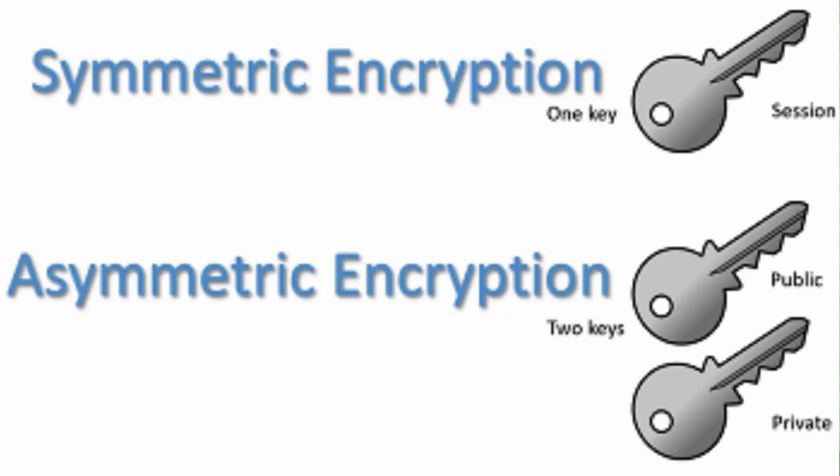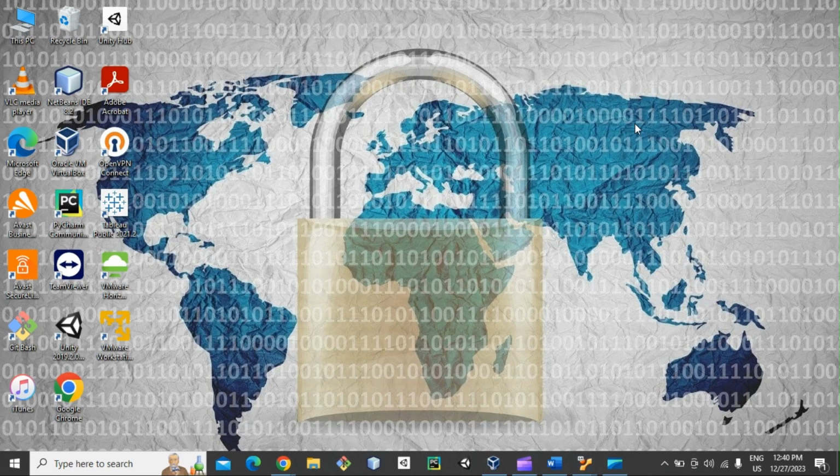symmetric and asymmetric keys. Many times you know already that a symmetric key uses only one key to encrypt and decrypt data, whereas an asymmetric key uses a public and a private key. So today this is what we are going to demonstrate, because many times you may know the term but you don't know how to do it. So we are going to try to do it through OpenSSL.